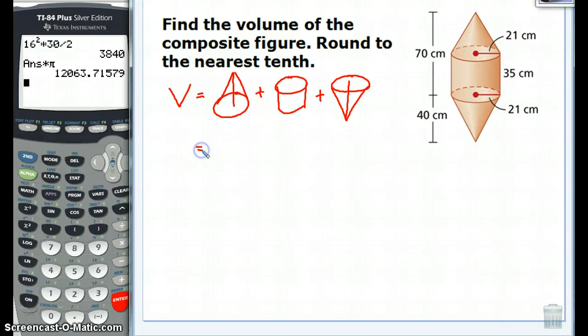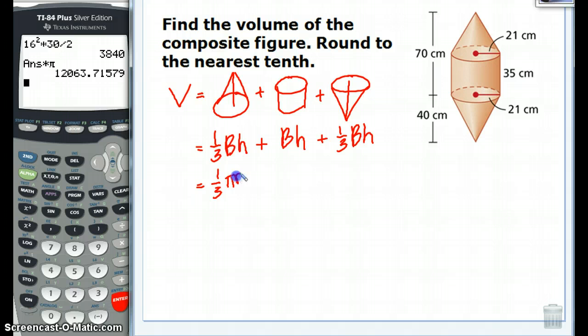So the volume of a cone is 1/3 capital BH. A cylinder is capital BH. And the bottom cone, once again, is 1/3 capital BH. And they have different heights, so you can't just do two of these things. You have to do them separately. And let's go put some more numbers in. The area of this base of the top part is pi r squared h. Cylinder, pi r squared h. And 1/3 pi r squared h. And now you'll go plug in all those numbers.